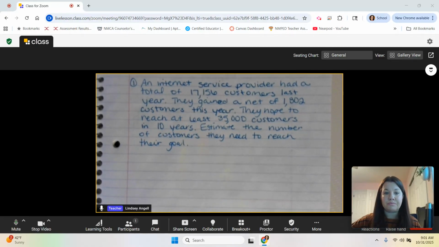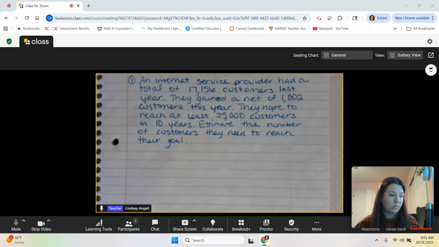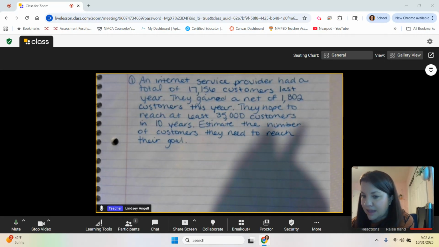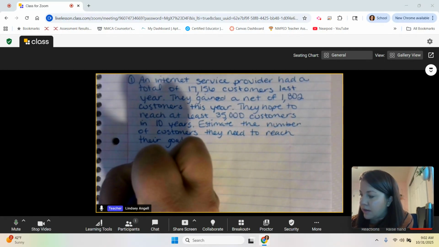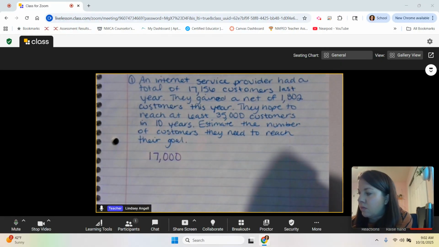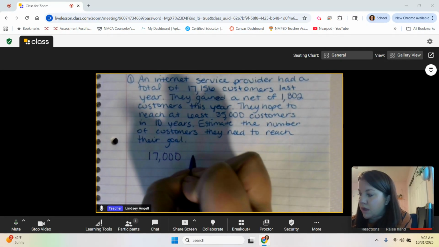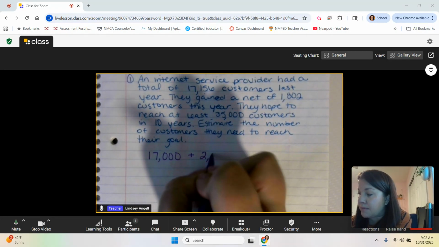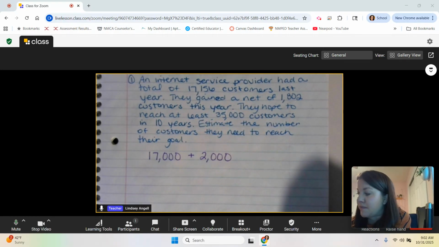Okay, so with this, we're going to estimate them. 17,156. A good estimate for this one that is fairly close, still within range, like 20,000, that would be too far away. But we could say 17,000, and that would be a good estimate for this. 1,802, that's very close to 2,000, right? I would say that is probably the best estimate for it.